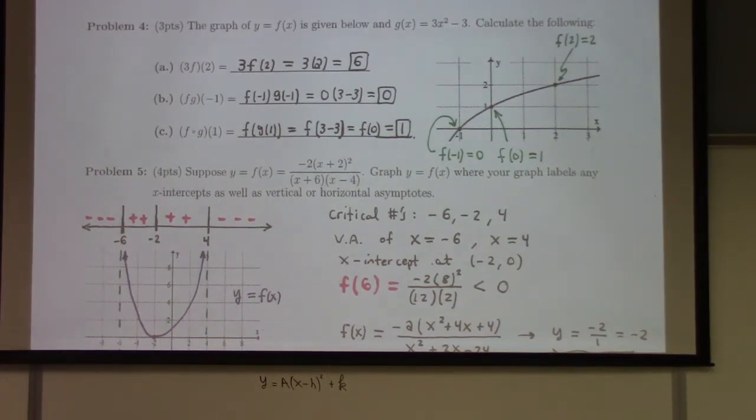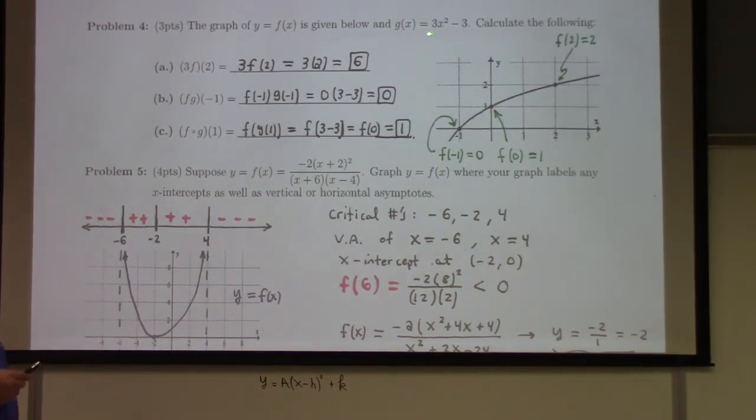C is by far the most tricky part in this problem because it involves composition. F composed with g of 1, by definition, is f of g of 1. So this one, you can't just multiply or divide values of the two functions at 1. That's not how it works. Function composition has to go inside out. So inside we have g of 1.